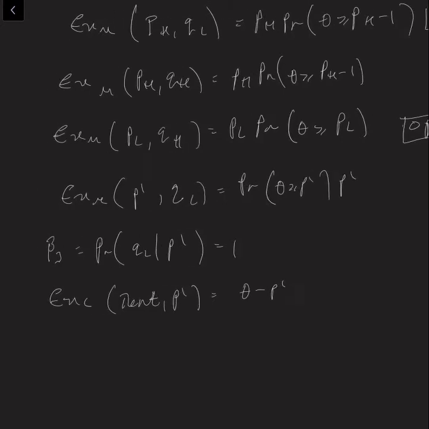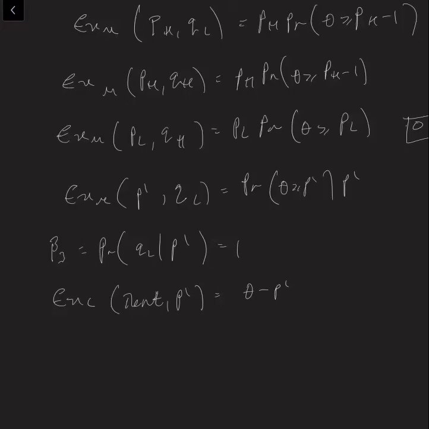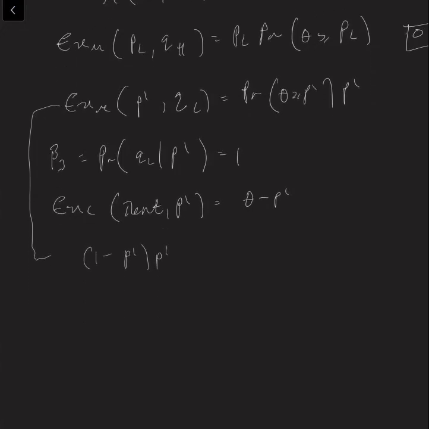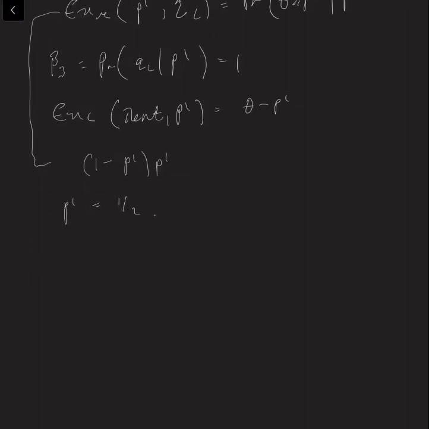Okay. But again, we have to consider what the optimal deviation is. So this expression is maximized at P prime equal to 1/2. So the maximum off path utility is basically 1/4.